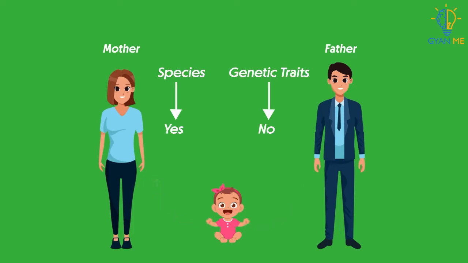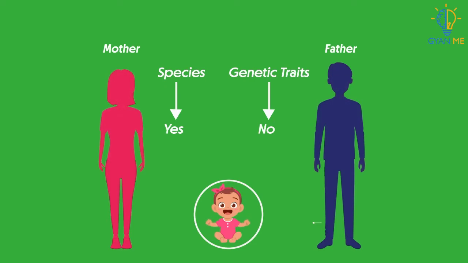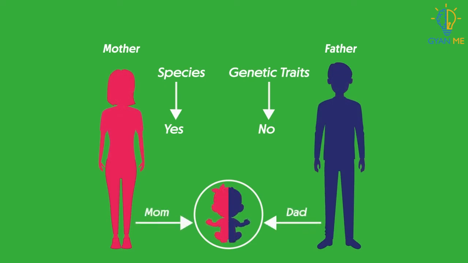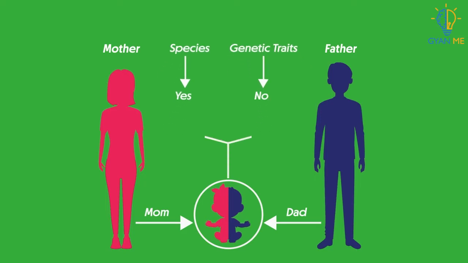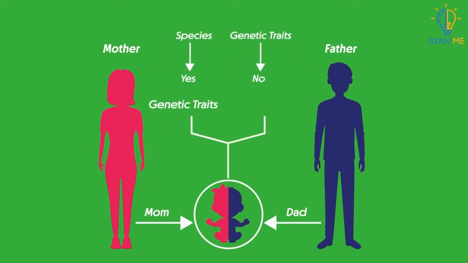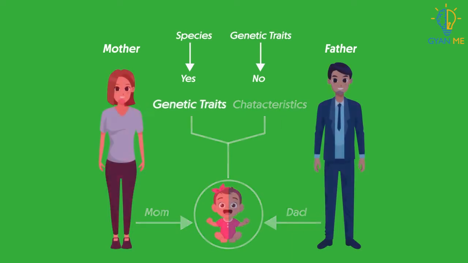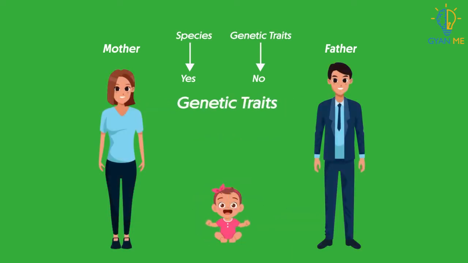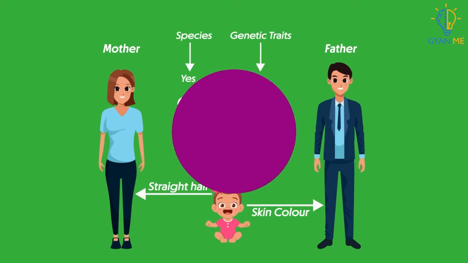The characteristics of the child will be a mixture from both parents, some from dad and some from mom. And so, in a way, the child will have a new set of genetic traits or characteristics. Genetic. Yes, you heard it right. Has the child got skin color from father's genes or straight hair from mother's genes?